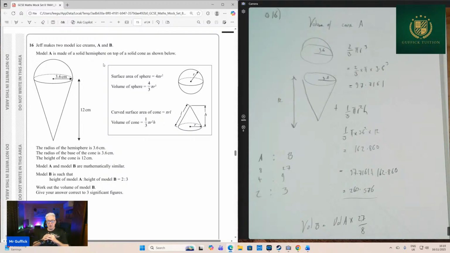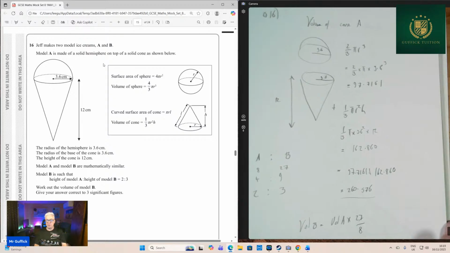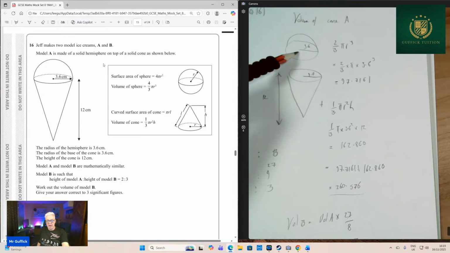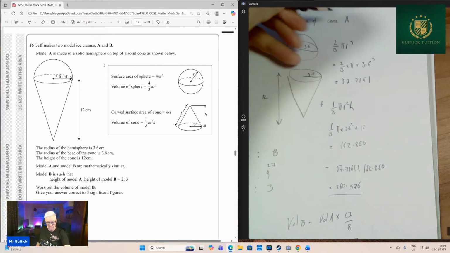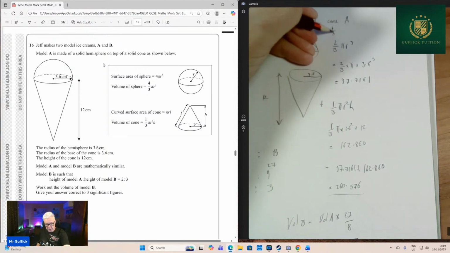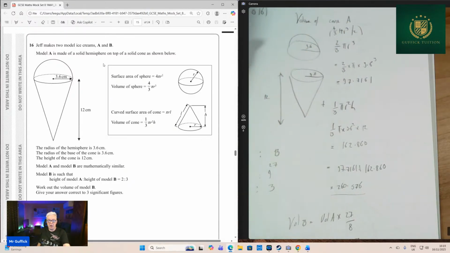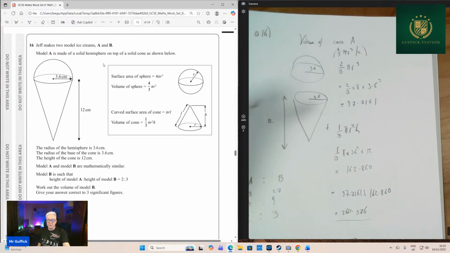Wow. All right, well, step 1, let's work out the volume of the ice cream cone that Jeff has made, the model. So the volume is going to be, we've got a hemisphere here, which is half of a sphere. So that's going to be like 4/3 pi r cubed, but divided by 2. So that's the same as 2/3 pi r cubed, in order to find the volume of the hemisphere. The volume of a cone is 1/3 pi r squared h. So we've got the formula for that.